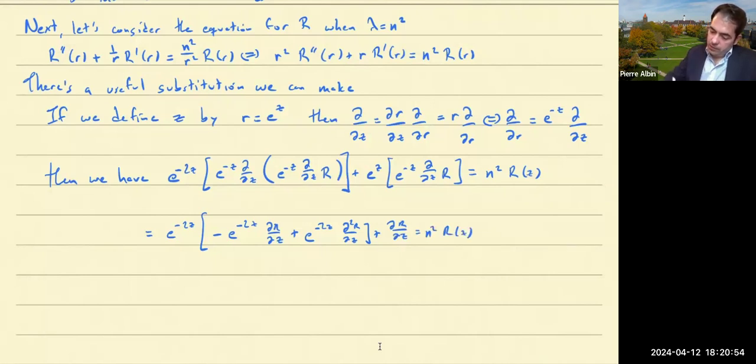Okay, now here, when I multiply this out, this r squared is e to the plus 2c. So this is going to cancel off these terms. And so I just end up with this minus one derivative, which cancels off this plus one derivative. So altogether, I end up with two derivatives of r with respect to z is equal to n squared r.